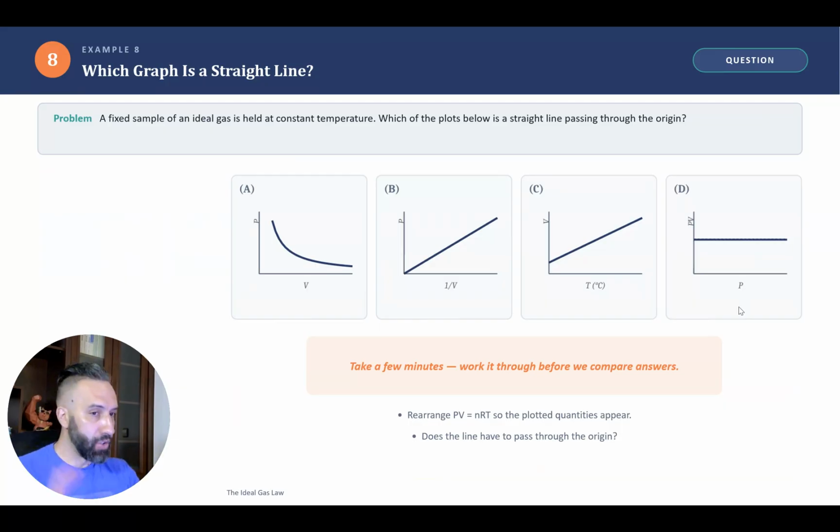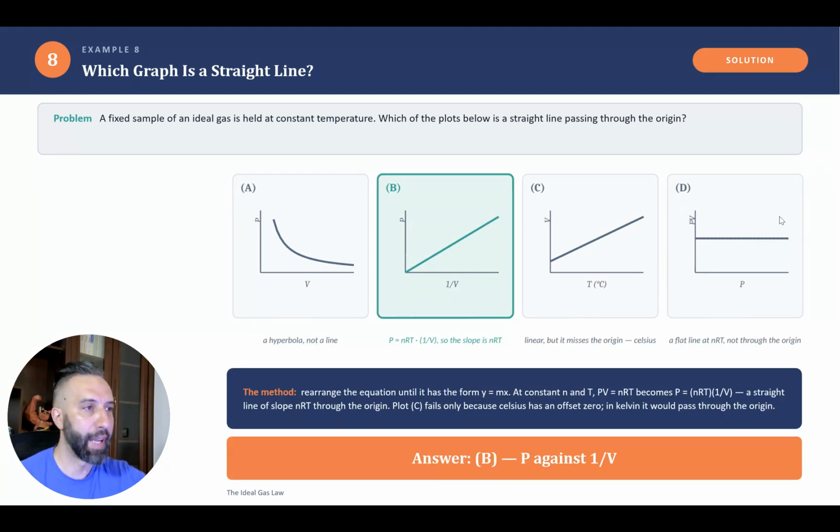And this one is just recognizing the graphs. It's not even that. It just tells you which of the plots below is a straight line passing through the origin. The origin is just zero here. They will give questions like this sometimes in AP where you simply have to read the graph.